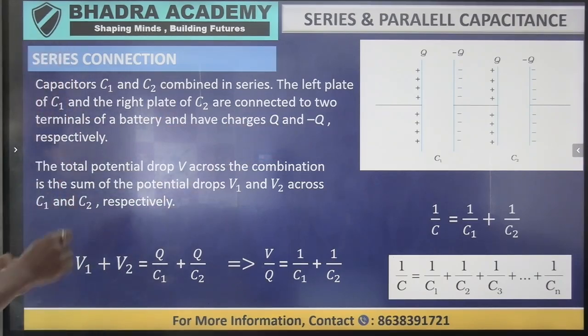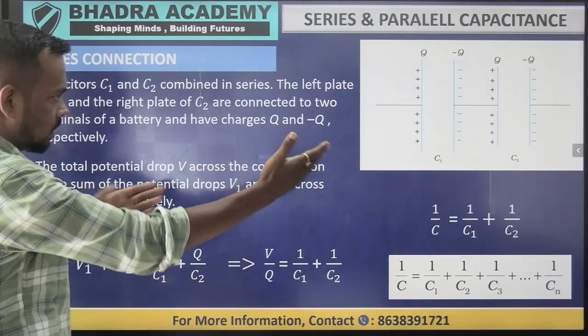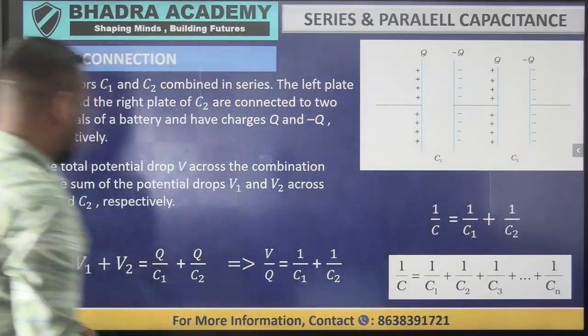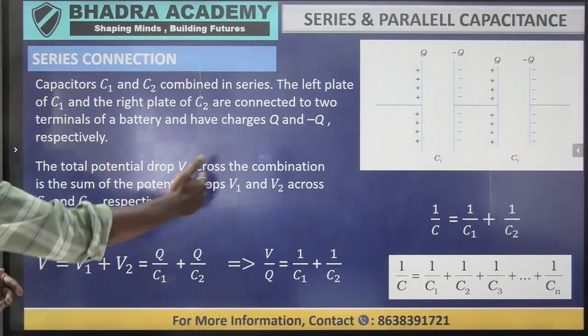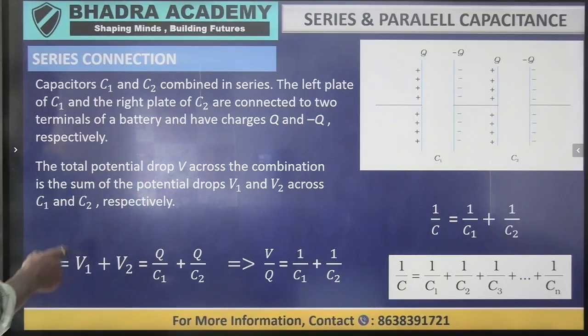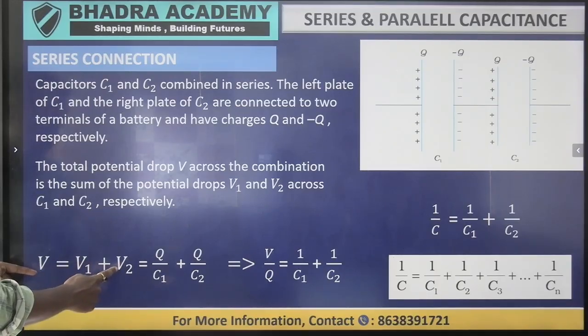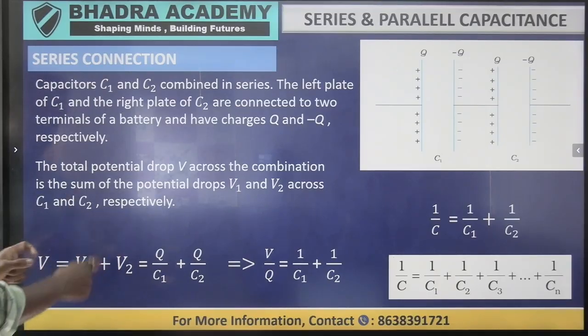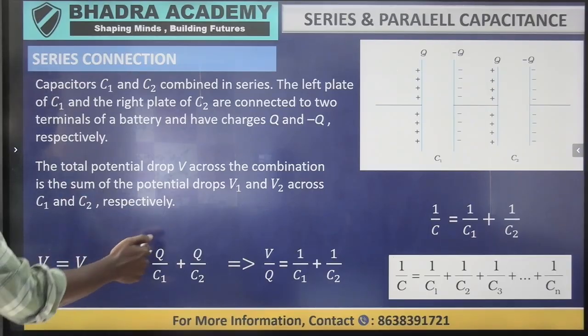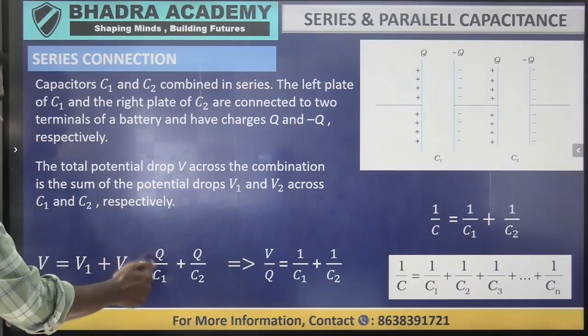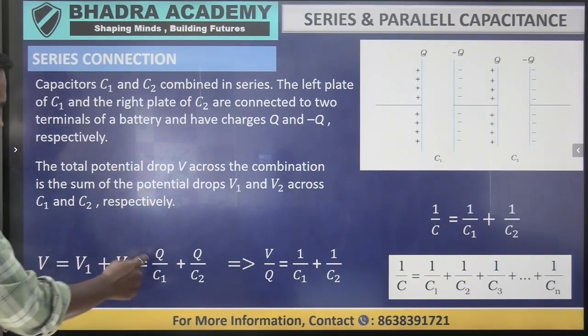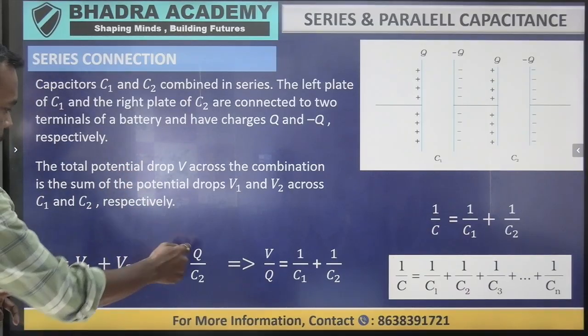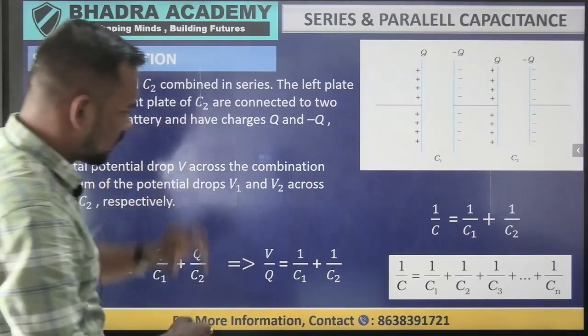So finally we can say that the potential drop across the combination can be given by the sum of the potentials V1 and V2. Here, potential drop V equals V1 plus V2, but from the capacitance formula we know that V is equal to Q by C. So V1 is equal to Q by C1 because the charge is the same. Again V2 is equal to Q by C2 because the charge here is again the same.